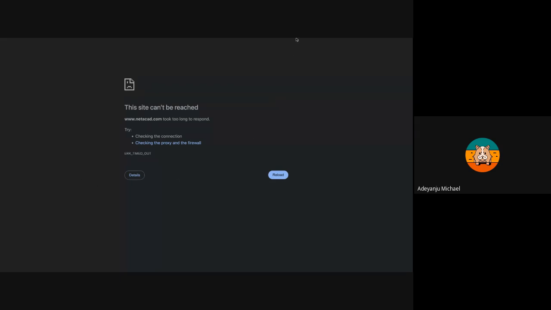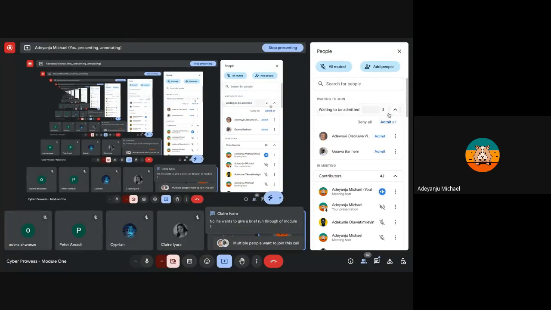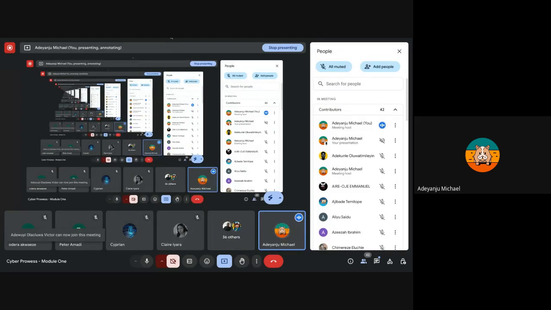Okay, so I think I'm having an issue accessing it. So let's just use the VPN. Now using the VPN, you can see we can access it now. So the whole idea of "I can't access it because I don't have access to Netacad", I don't think it's a valid reason anyway. But let's just see how it goes because I'm aware of that issue.